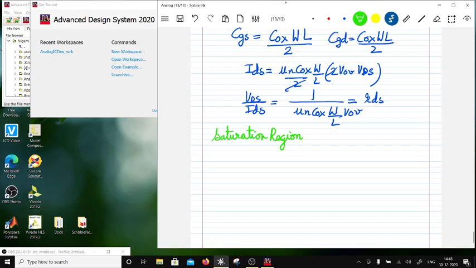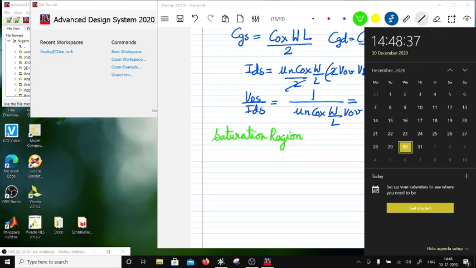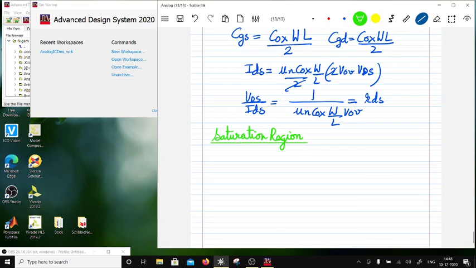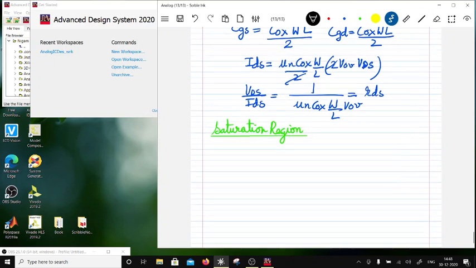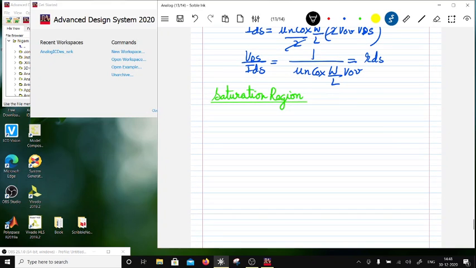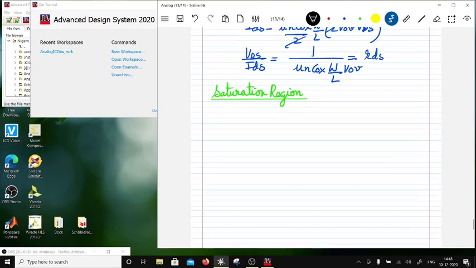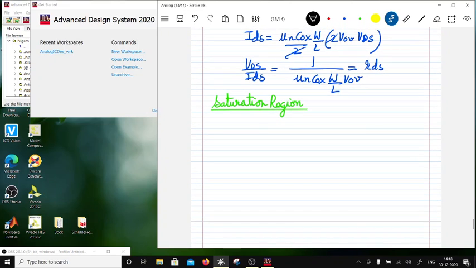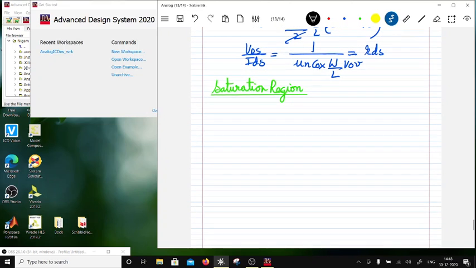So in saturation region, VGS is greater than VT, or V overdrive. And the second thing we have is that VDS is greater than VGS minus VT, or V overdrive. So that is called the saturation region. Now in this region, the model would look like this.